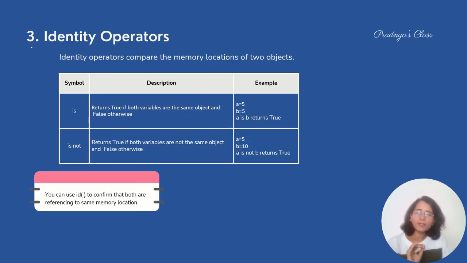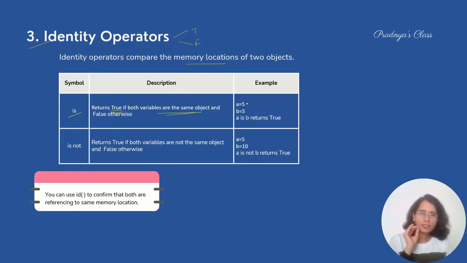The third operator is identity operator. Identity operator is used to compare the memory locations of two objects. Just now we studied in the mutability and immutability concept what is memory location. So the first identity operator we have is 'is'. Identity operator also evaluates the result in the form of true or false. It returns true if both the variables are the same object.